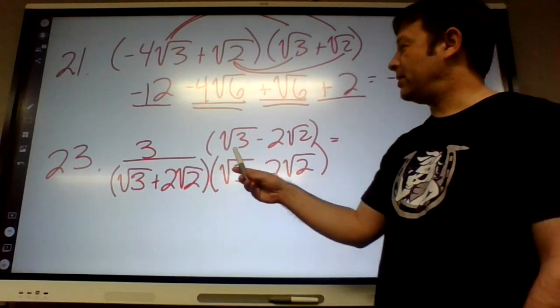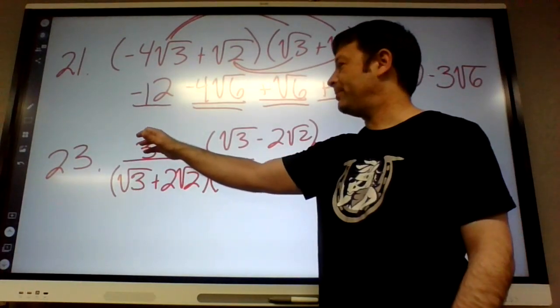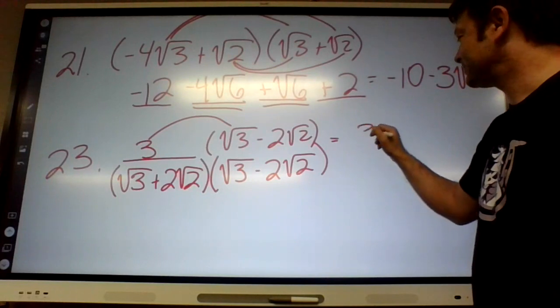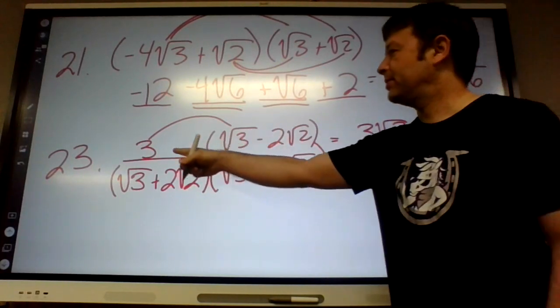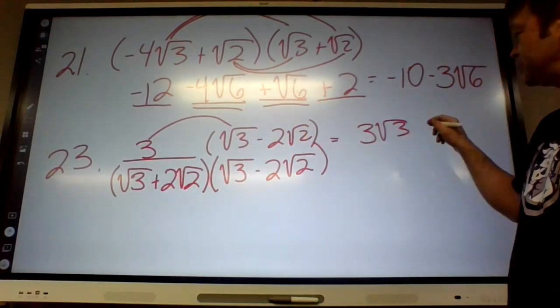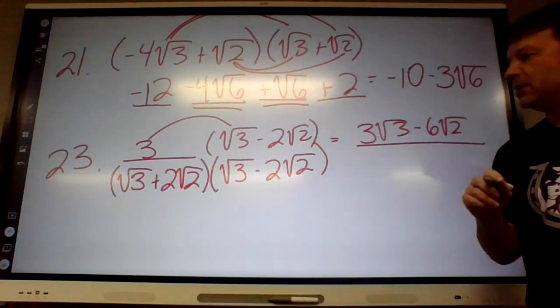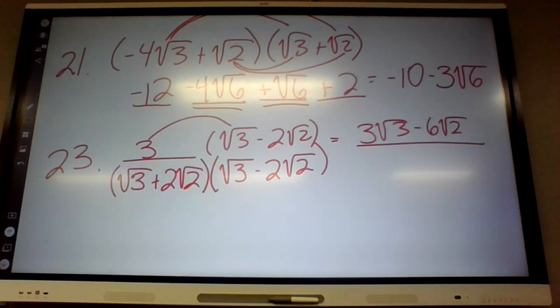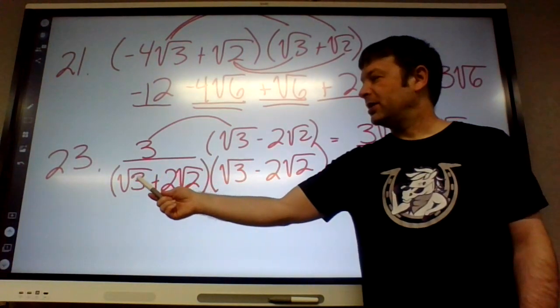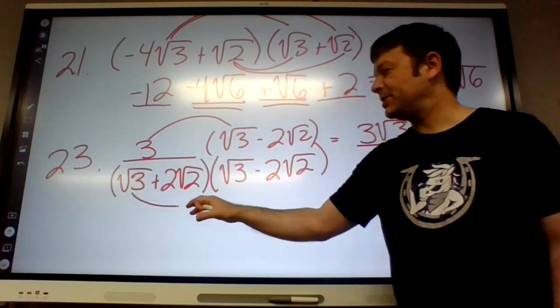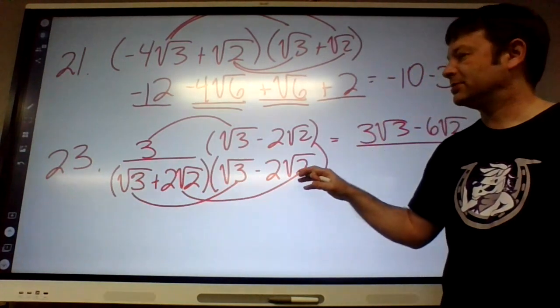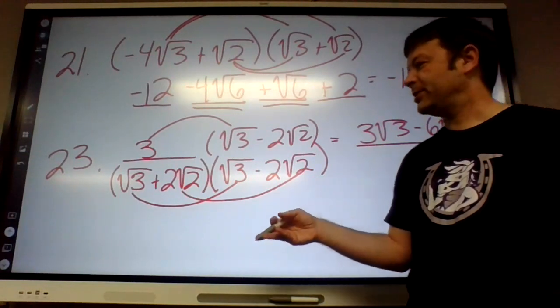Okay, on the top, it's kind of the distributive property. 3 times square root of 3, and 3 times negative 2 square root of 2. Negative square root of 2. Okay, the bottom is a FOIL problem except for what? The outside and inside cancel out. When you do conjugates, you can just do the first and the last. You could do the whole thing, but they'll just cancel out.